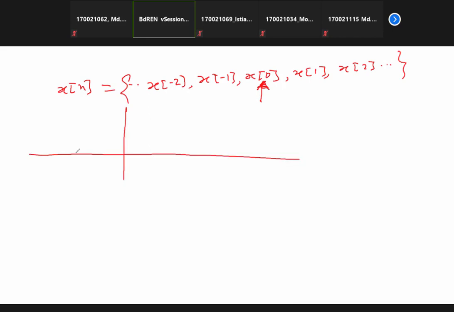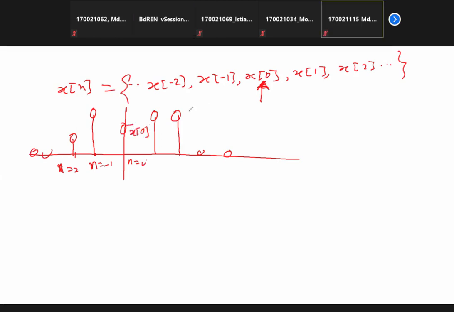At n equal to -2, you have a value of your signal here. At n equal to -1, you have a value here. At n equal to 0, you have a value here. Similarly, you can assume values for other instances. So this is your signal. This value is x0, this value is x1, this value is x2, this value is x minus 1, and this value is x minus 2.